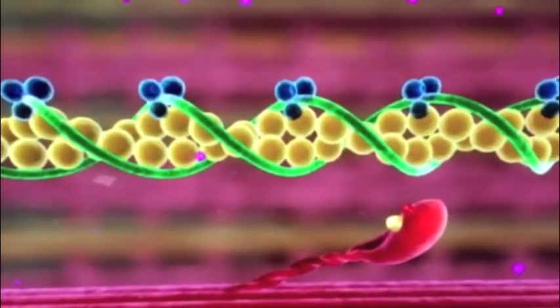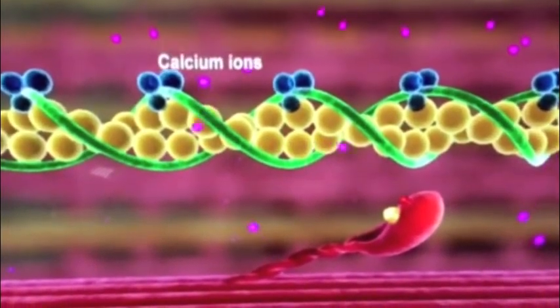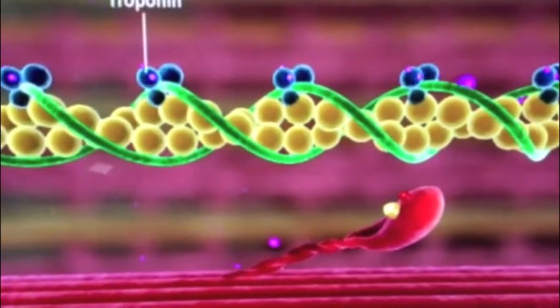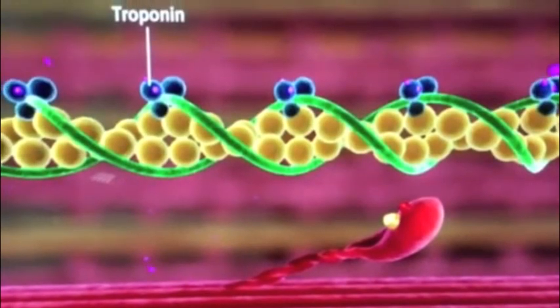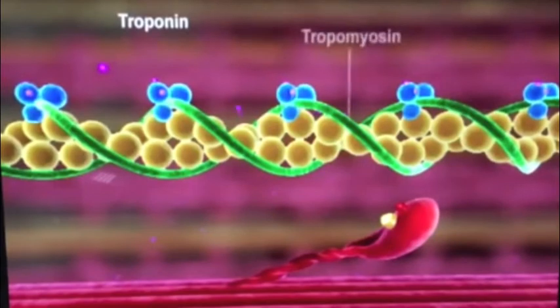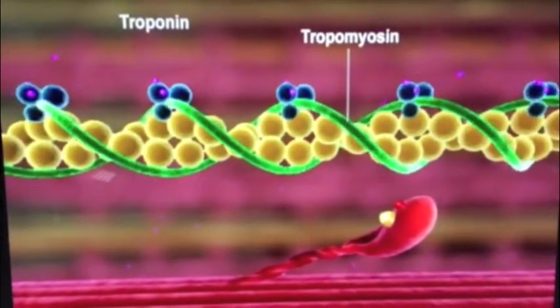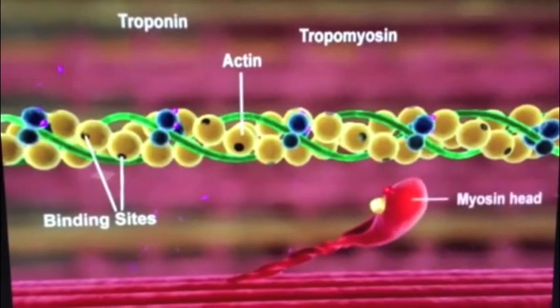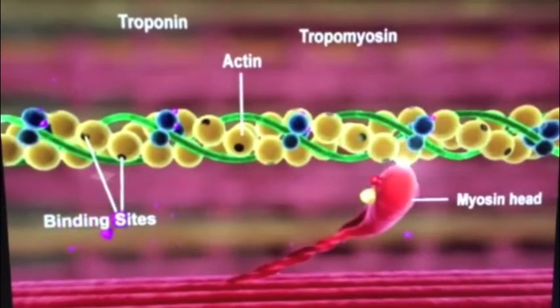The formation of a cross bridge is initiated when calcium ions are released from the sarcoplasmic reticulum. Calcium binds to troponin. Troponin then changes shape. Troponin ensures that tropomyosin moves off the actin binding site. This allows the globular head to attach and form a cross bridge.